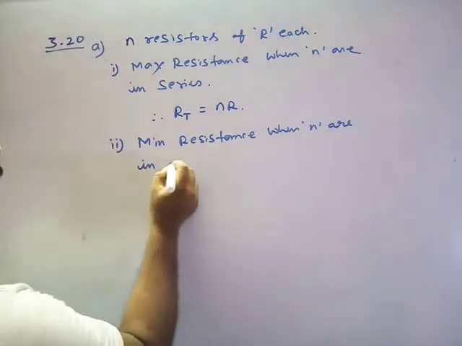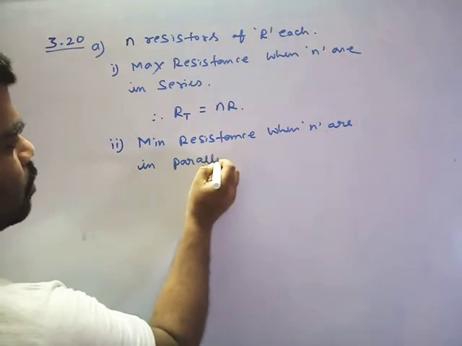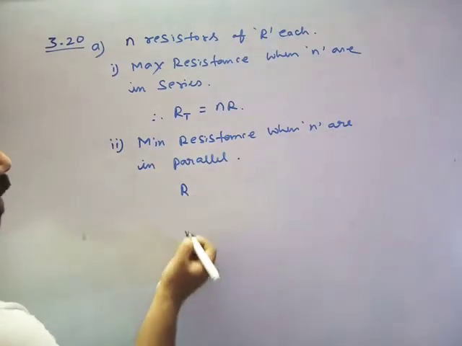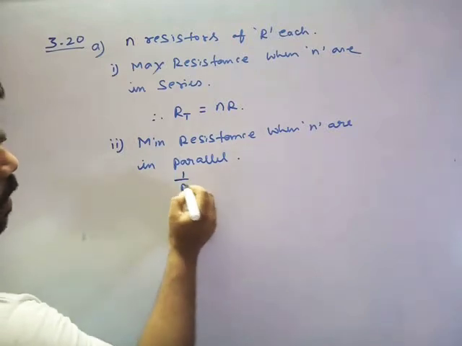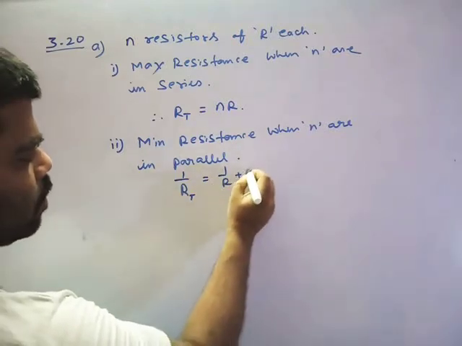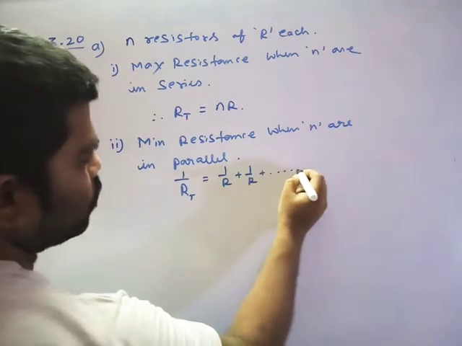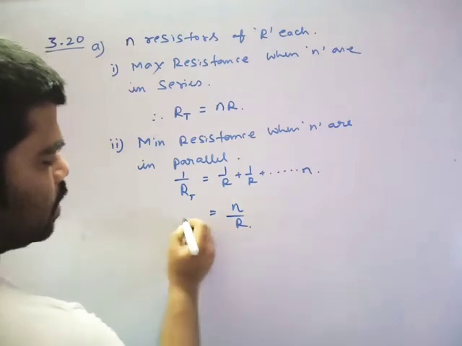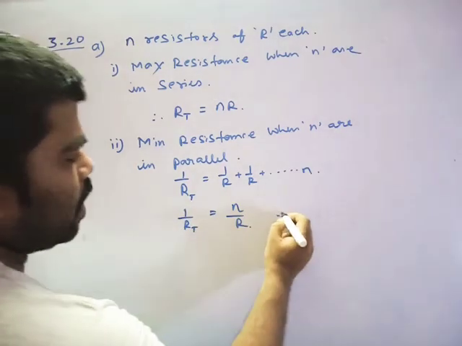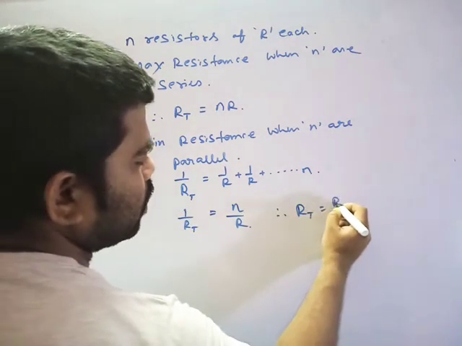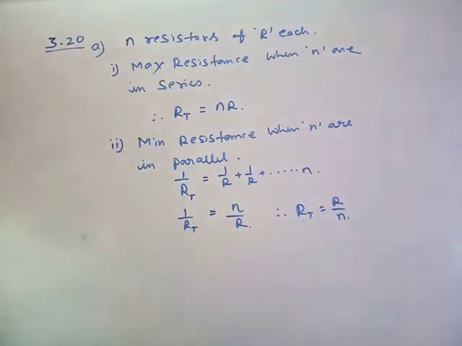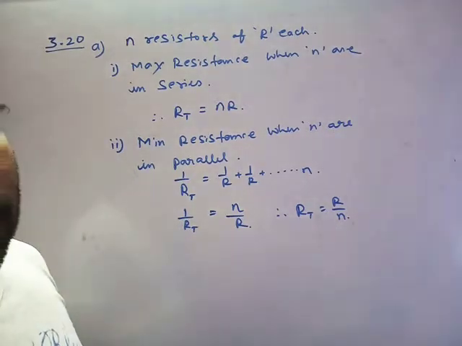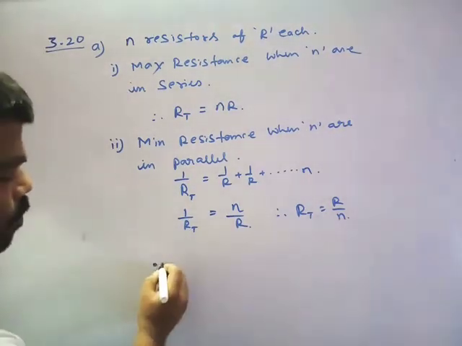we connect them in parallel. In parallel we get the least resistance. So the total resistance in parallel, let me call it RT. You will write 1 by R plus 1 by R up to n times, so it will be n by R. But your target is RT, so RT is equal to R by n. So you can see that if we divide by n, it will definitely be less.